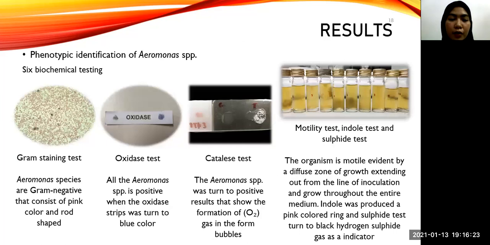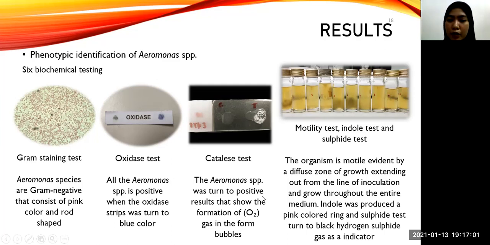So this is for phenotypic identification. I have six biochemical tests: gram staining, oxidase test, catalase test, motility test, indole test, and sulfide test. As we know, Aeromonas spp. is gram negative, consisting of pink color and rod shape, and when the oxidase strip turned blue, all the Aeromonas spp. are positive. In the catalase test, Aeromonas spp. turned positive, showing the formation of gas in the form of foam bubbles.